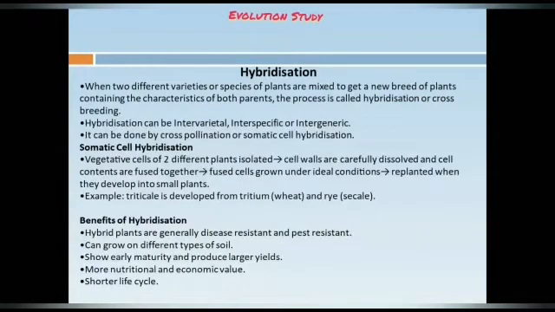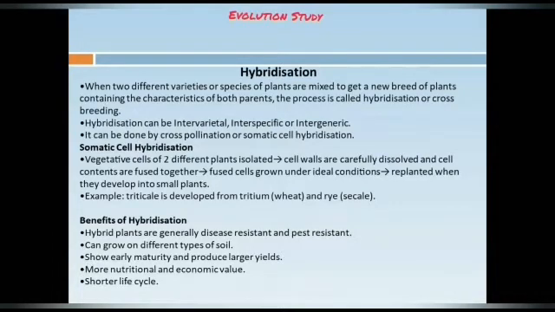Hybridization. When two different varieties of the species of plants are mixed to get a new breed of plants containing the characteristics of both the parents, the process is called hybridization or crossbreeding. Hybridization can be intervarietal, interspecific, or intergeneric. It can be done by cross-pollination or somatic cell hybridization. Now, what is somatic cell hybridization?